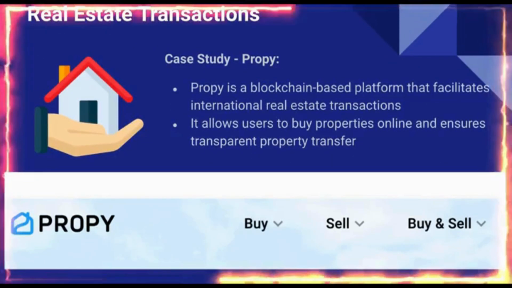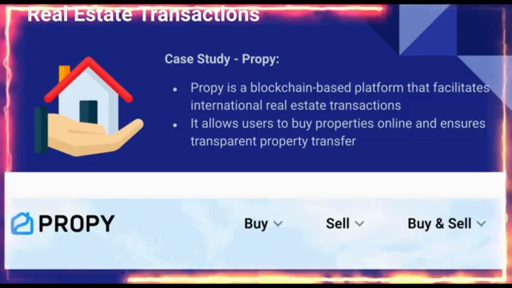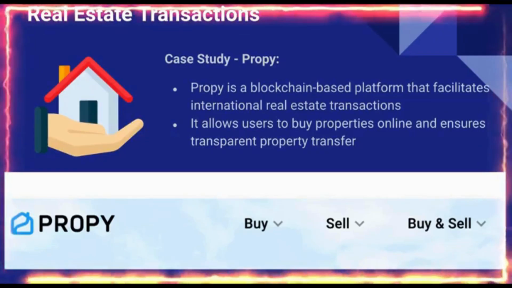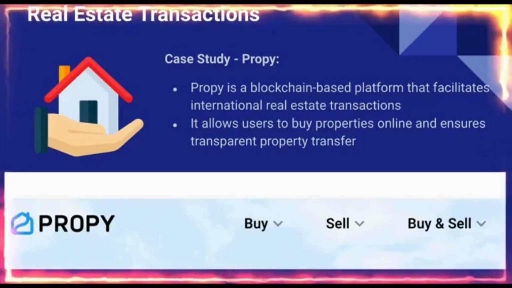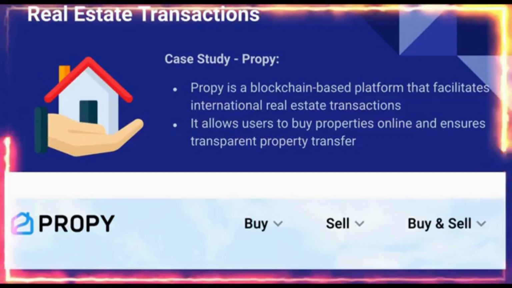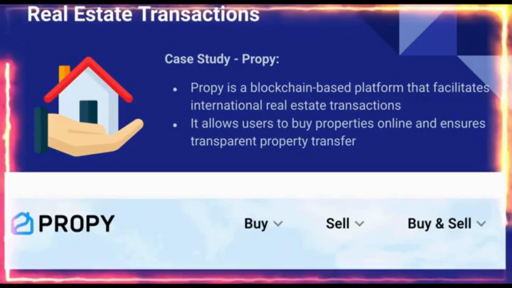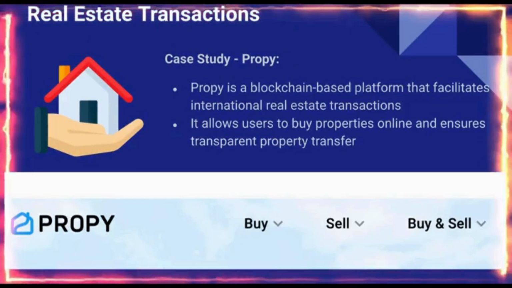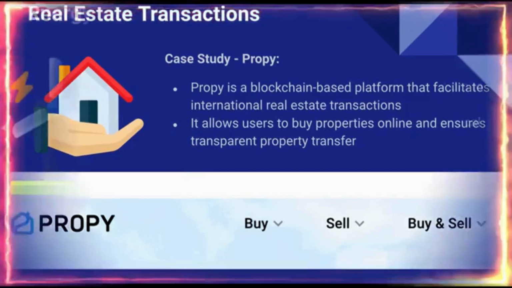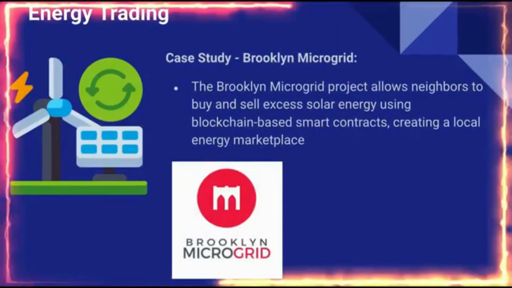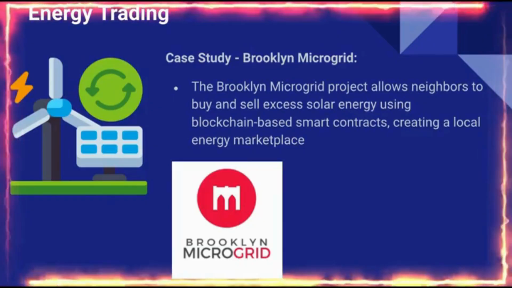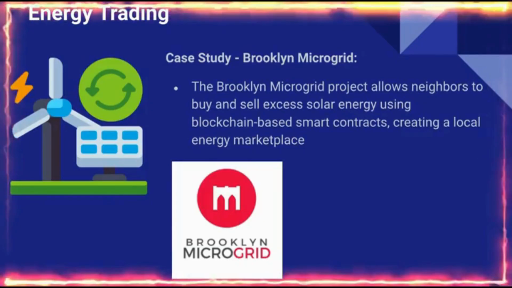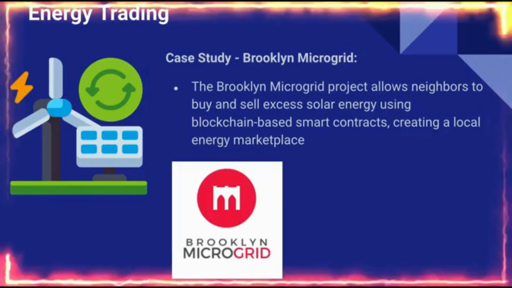Real estate transactions. Blockchain can streamline real estate transactions by providing a secure and transparent way to transfer property ownership. Case study: Propy. Propy is a blockchain-based platform that facilitates international real estate transactions. It allows users to buy properties online and ensures transparent property transfer. Energy trading. Blockchain can enable peer-to-peer energy trading and management within microgrids, reducing reliance on traditional energy distribution systems.